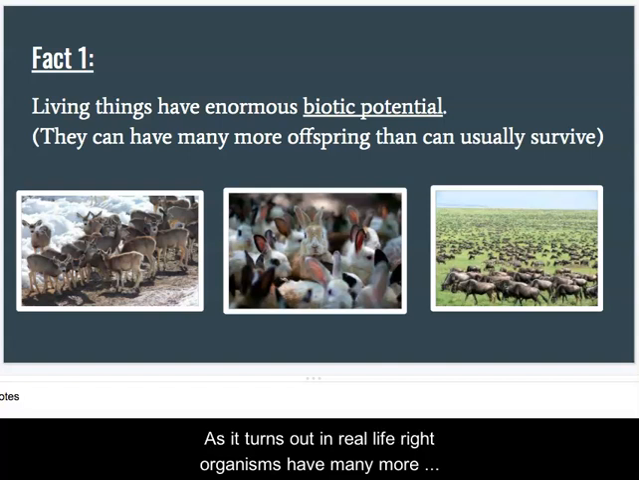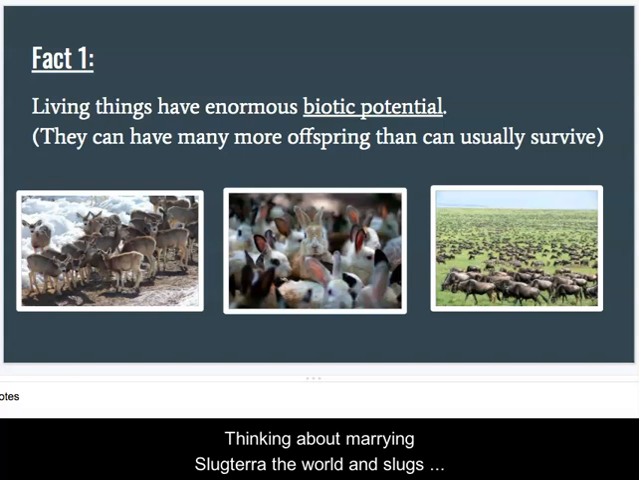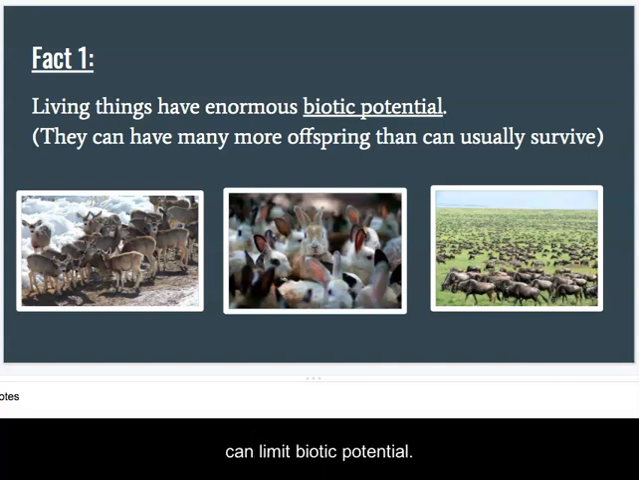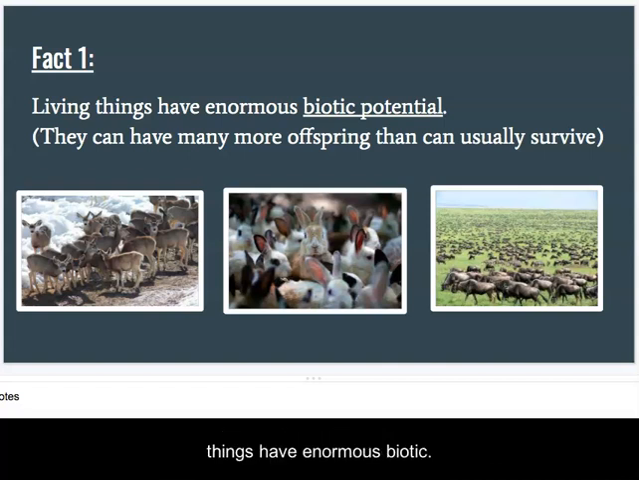as it turns out in real life, organisms have many more offspring than can usually survive. And we had done some fake calculations of how many organisms there would be if biotic potential was reached, thinking about burying the world in slugs in 3 generations. And at that time, we had predicted a list of things that can limit biotic potential, which we'll come back to here in a few moments. But that's the first general observation. Living things have enormous biotic potential.